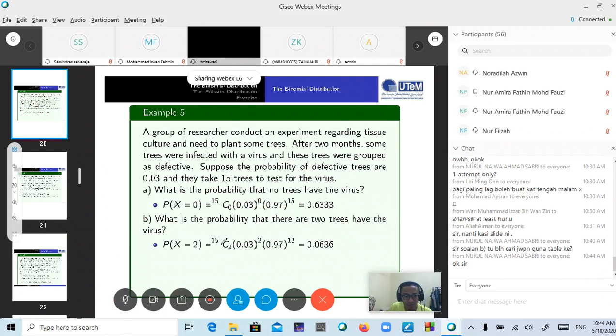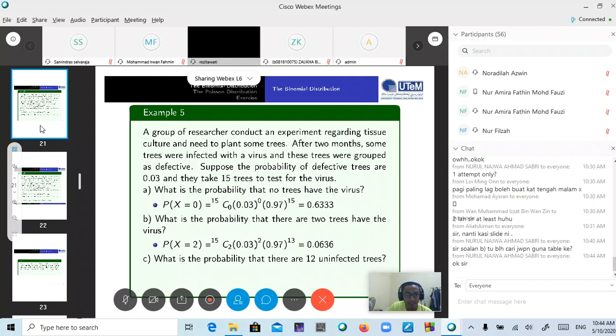Okay, have two virus. So 15, so you can get 0.0636. Okay. Next. What is the probability that there are 12 uninfected trees? This question is a bit twisted. It wants to find 12 uninfected. So your probability of success has changed. Your p is no longer 0.03, but your p is 0.97, because it wants uninfected trees.